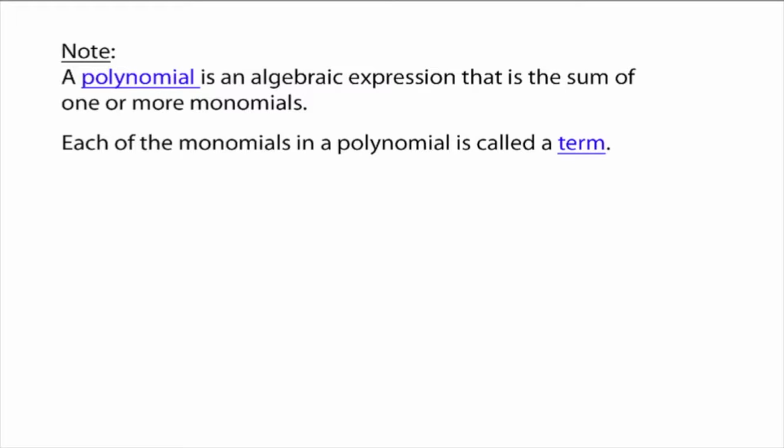Each of the monomials in a polynomial is called a term. So here's an example of a polynomial. 7x to the fifth plus 4x cubed minus x squared plus 3x minus 2. You cannot combine these anymore because they're not like terms, and so it just stays written as such, and it's called a polynomial. Each one of these individual terms is a monomial, and so this particular polynomial has 1, 2, 3, 4, 5 terms associated with it. Okay, 5 terms make up this polynomial.